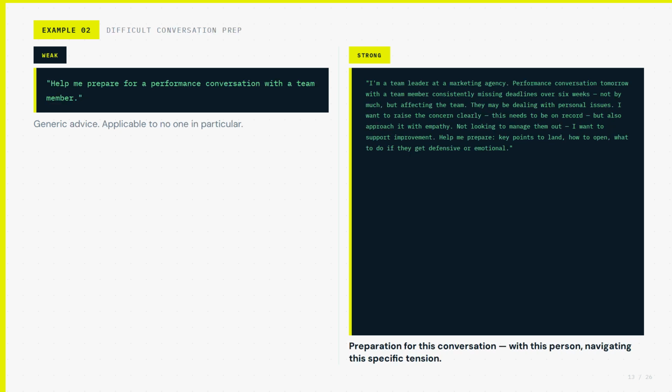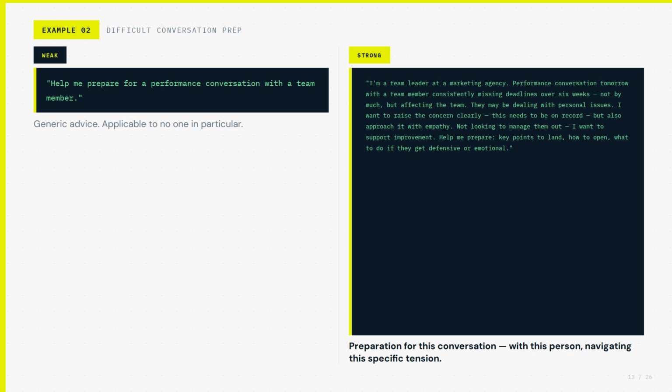Example 2. Preparing for a difficult conversation with a team member. Weak description: help me prepare for a performance conversation with a team member. Strong description: I'm a team leader at a marketing agency, and I need to have a performance conversation with one of my team members tomorrow. They've been consistently missing deadlines over the last 6 weeks, not by much, but enough that it's affecting the rest of the team. I know they've been dealing with some personal issues, but I don't know the details.